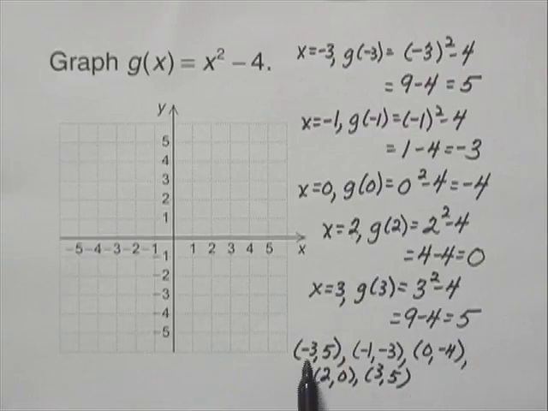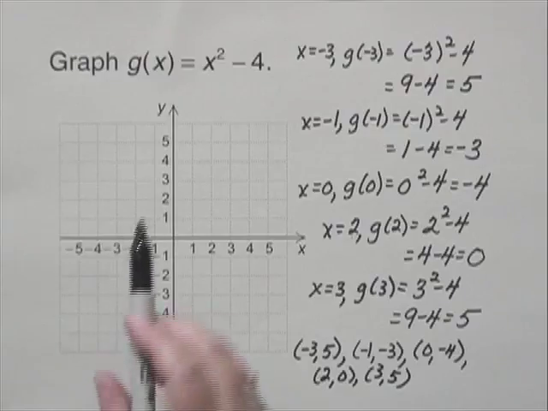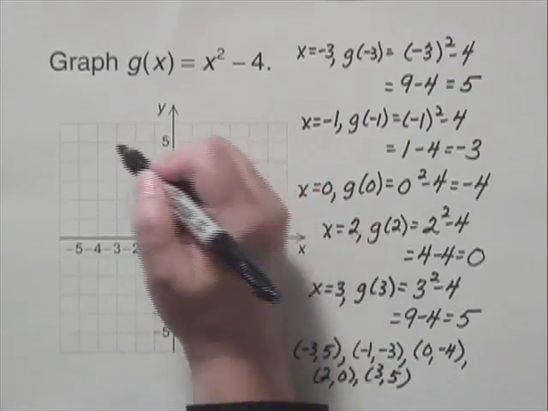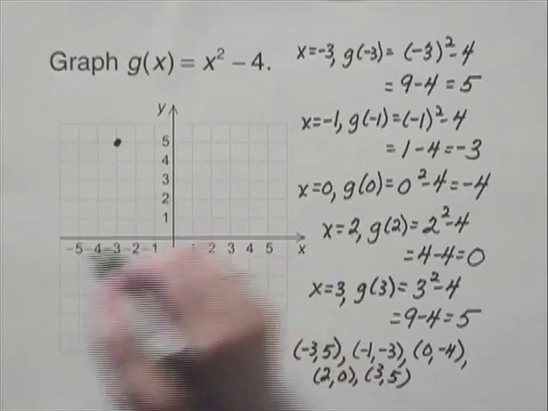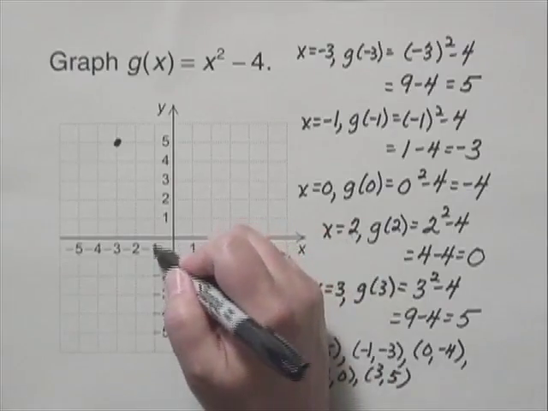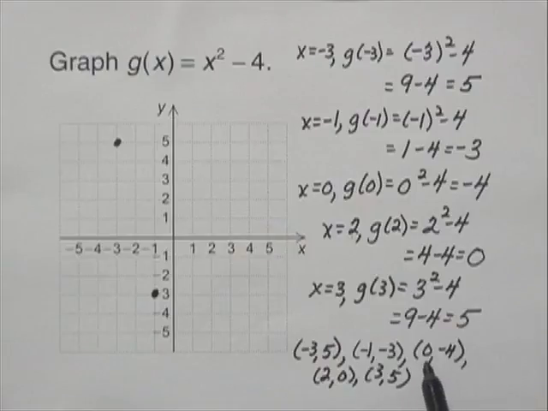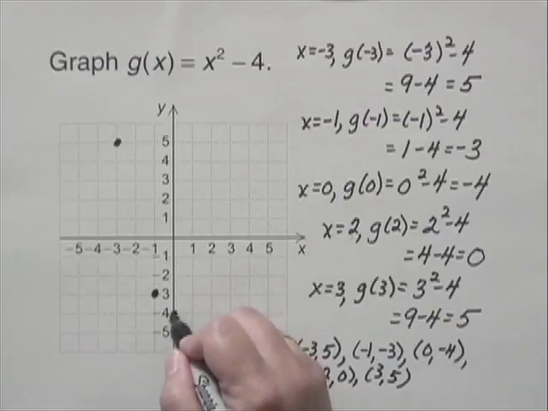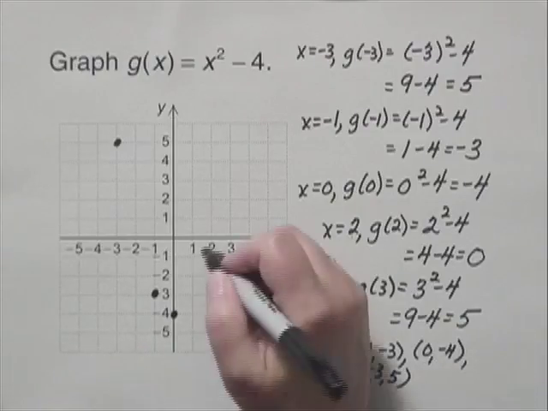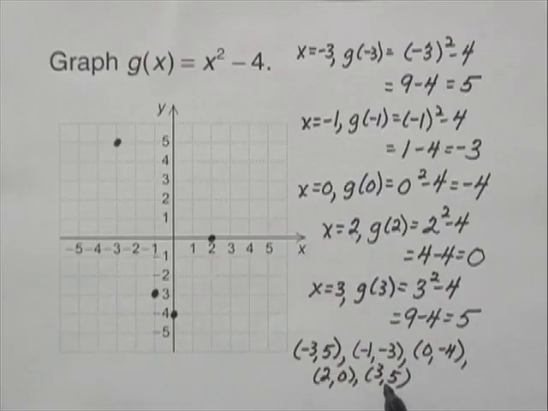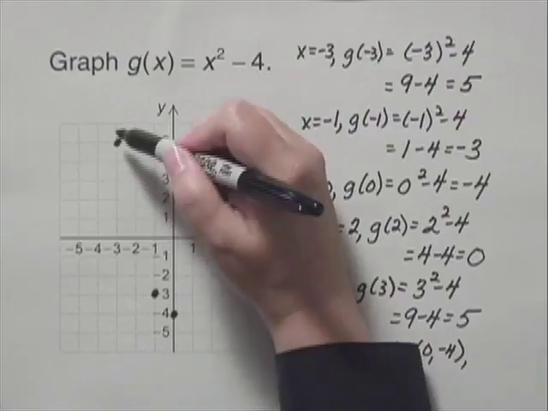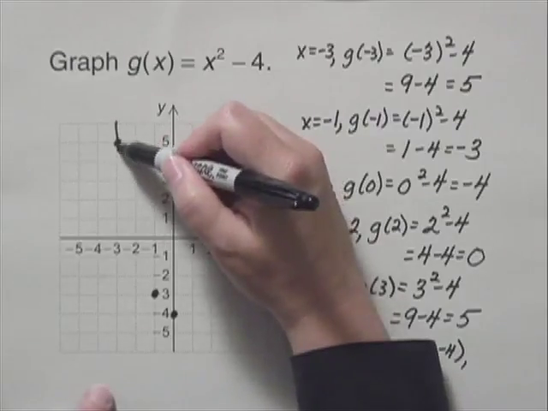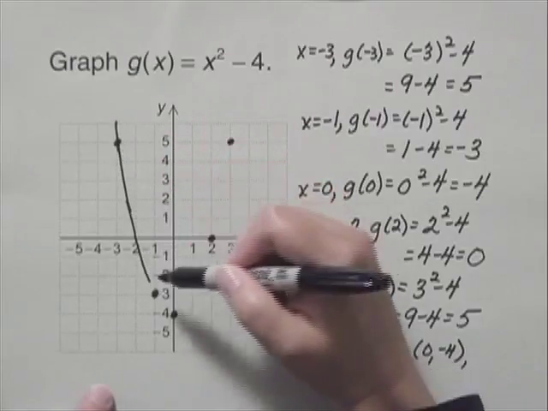And then we'll plot these points. -3, 5, -1, -3, 0, -4, 2, 0, 3, 5, and sketch the graph of the parabola.